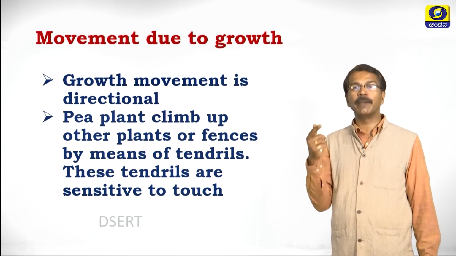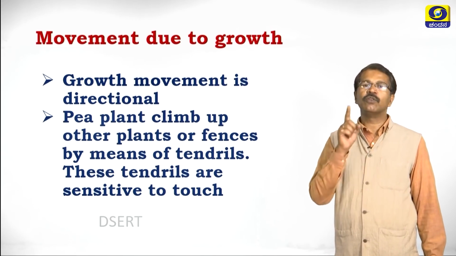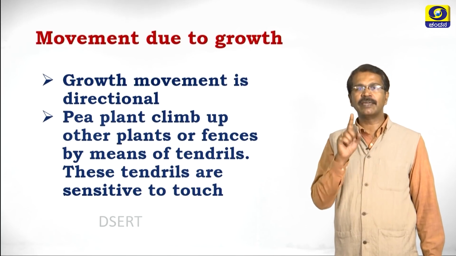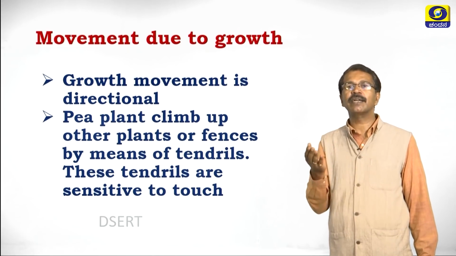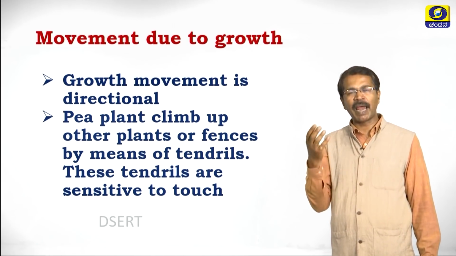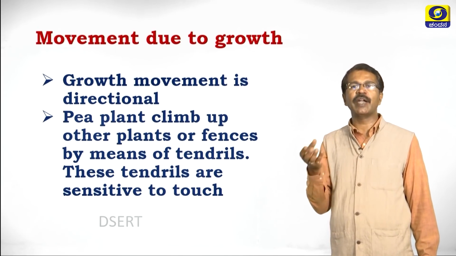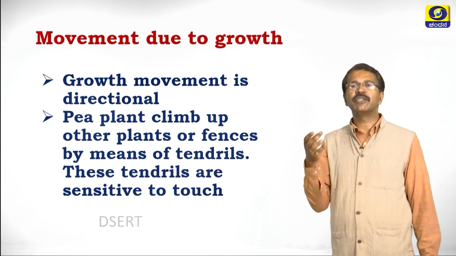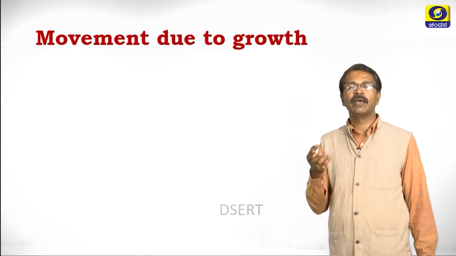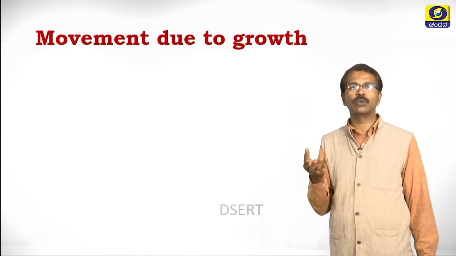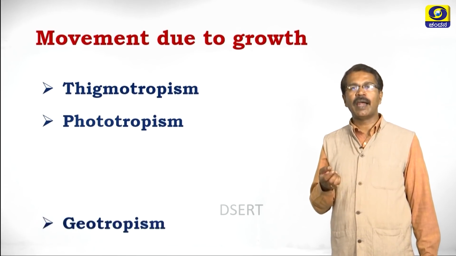This is growth dependent. Whereas in case of touch me not plant, the plant is very sensitive to touch, but that movement we call growth independent or nastic movement. Whereas here in case of pea plant, the plant is also sensitive to touch, that too tendrils, the part of the pea plant which is tendril is sensitive to touch, but it will show growth. That means growth dependent.